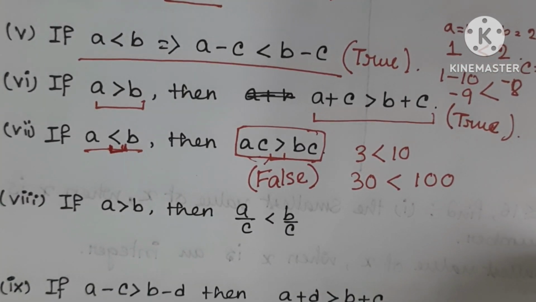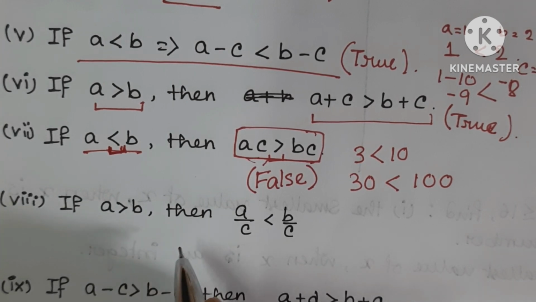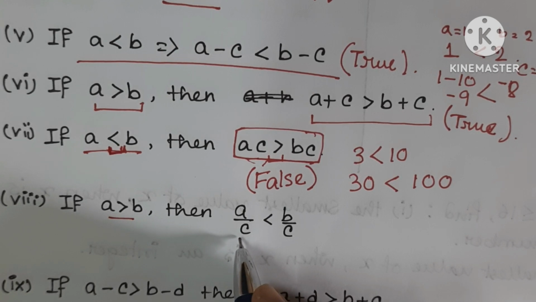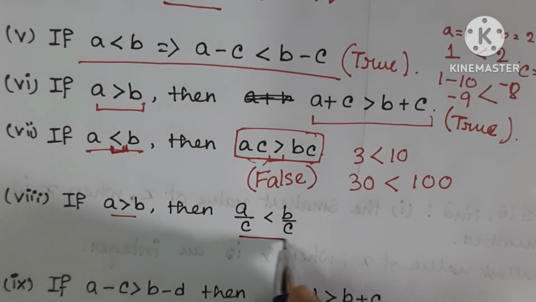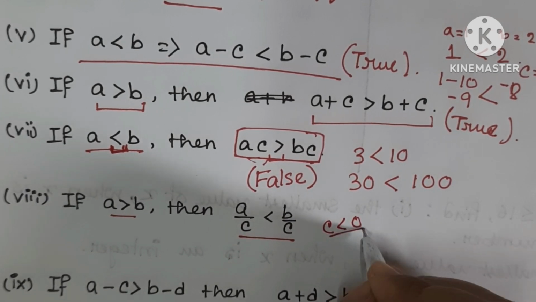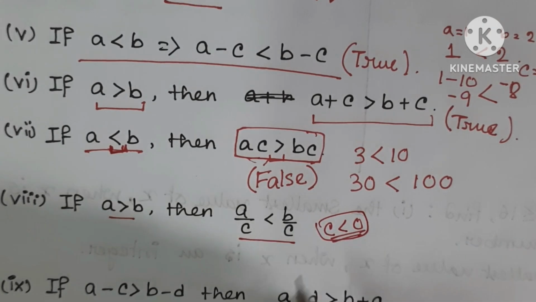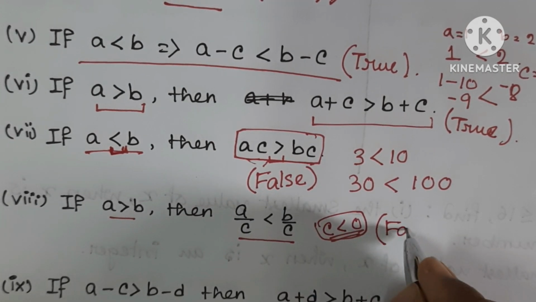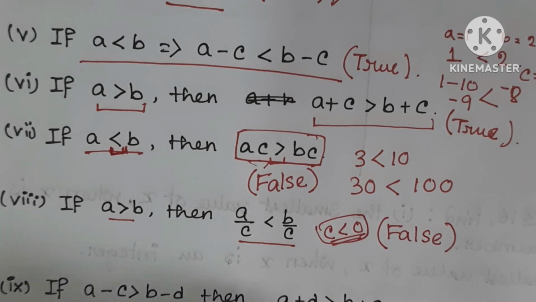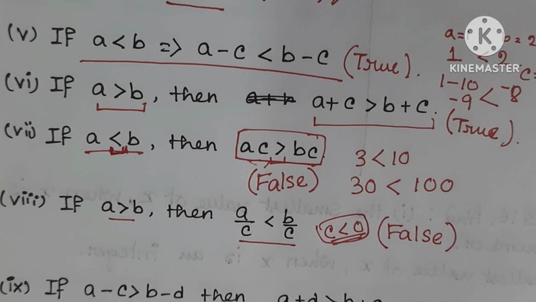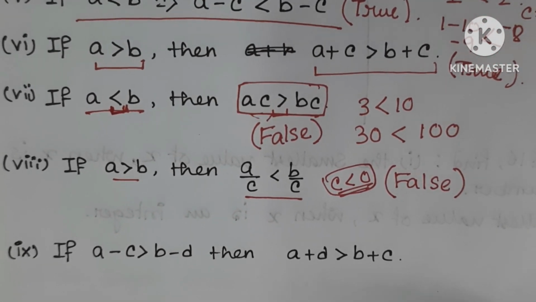That is also the same. The same logic goes for this one also. If A is greater than B, then A by C is less than B by C. That will happen only when C is less than 0. But this condition is not given. It is written for all real values of C. So that will be false. Question number 8. Now question number 9.